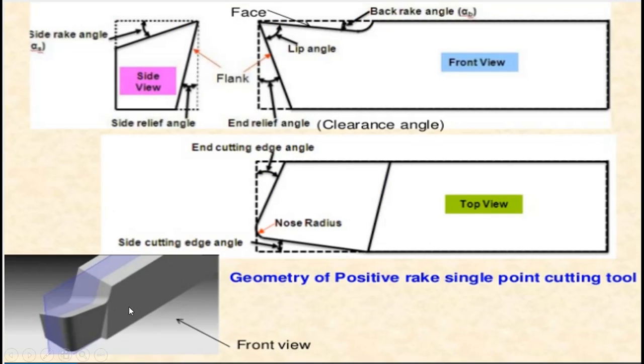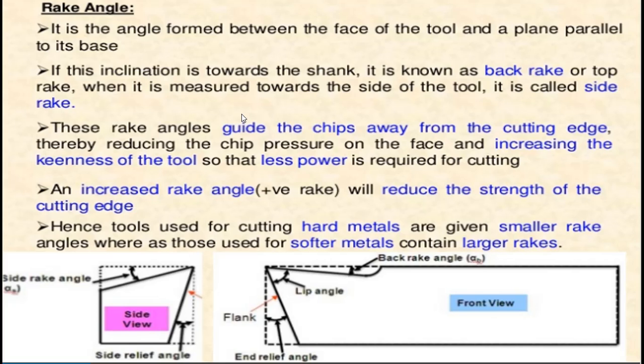Here at the bottom, you can see a three-dimensional diagram or picture of a single point cutting tool, and here they have shown various views: front view, top view, and side view of the tool. By observing the tool in different views, various angles can be seen.